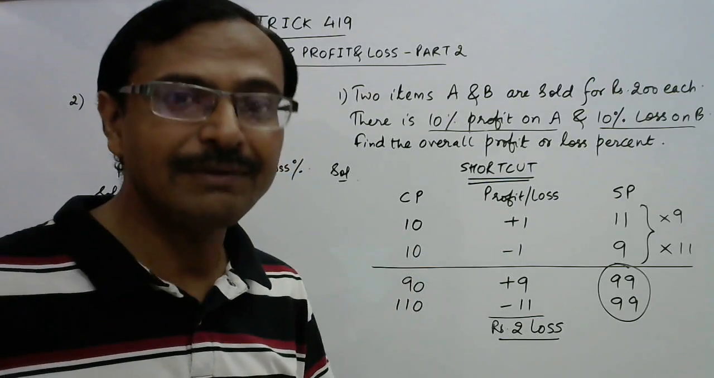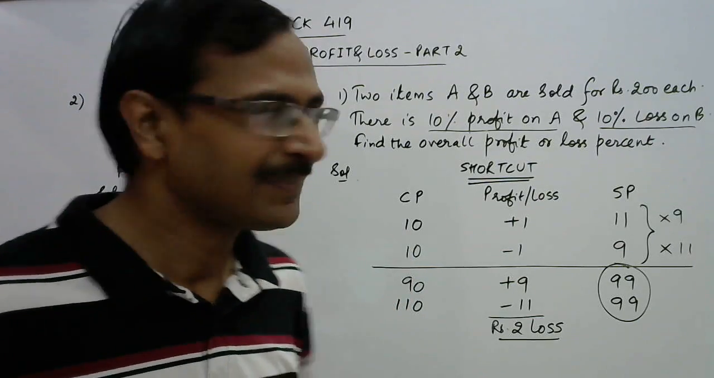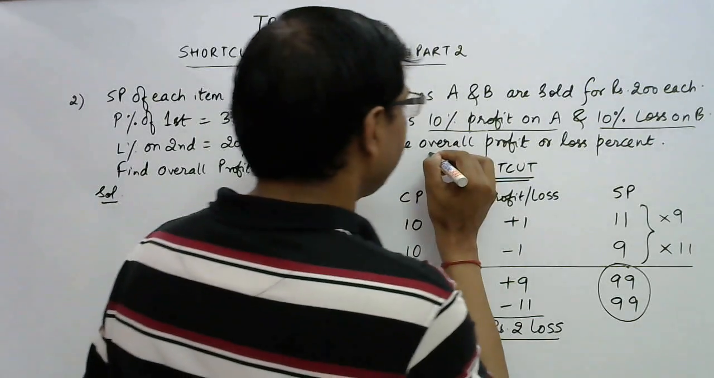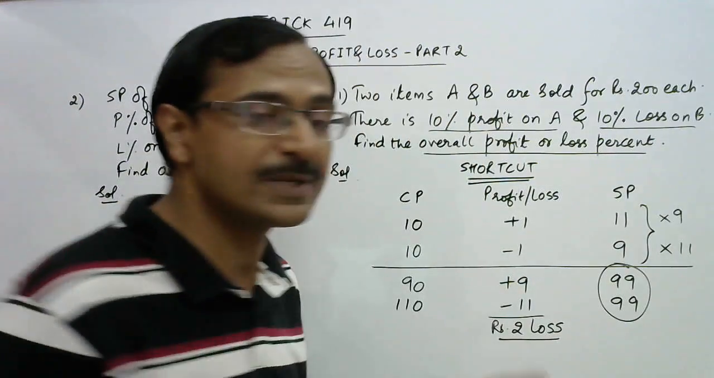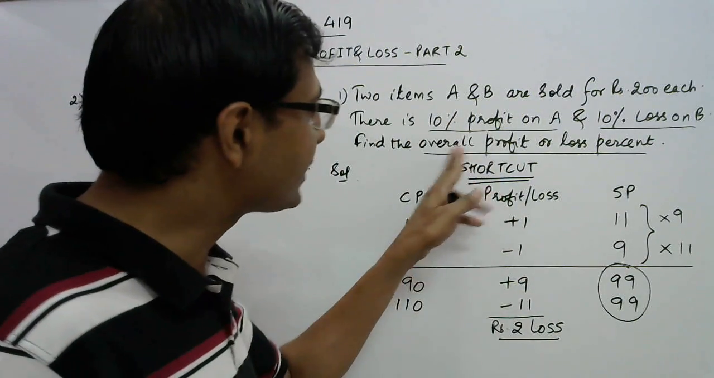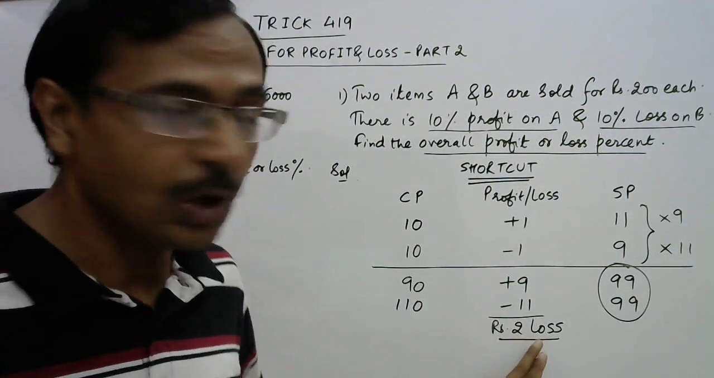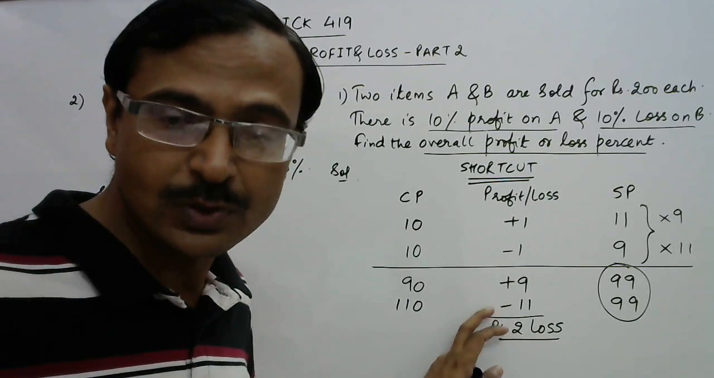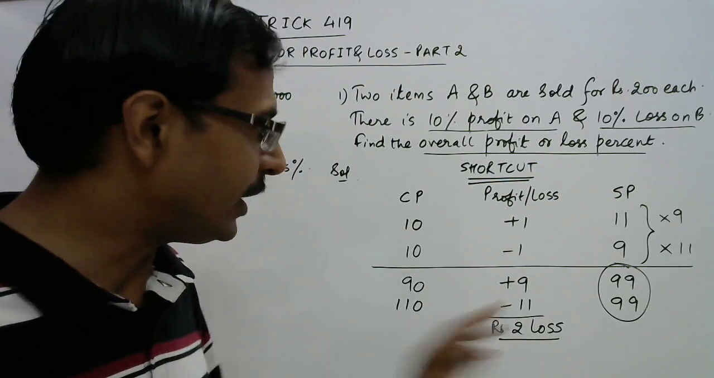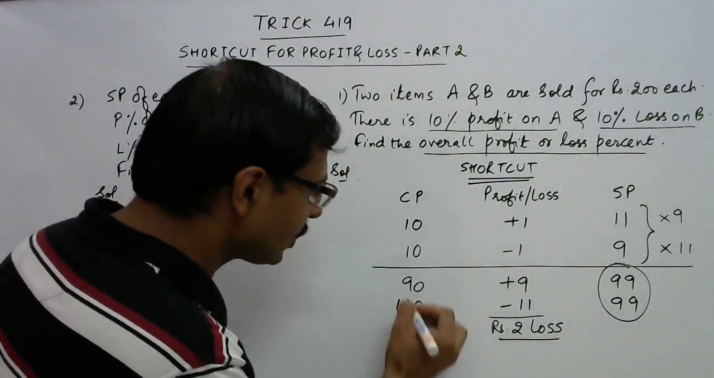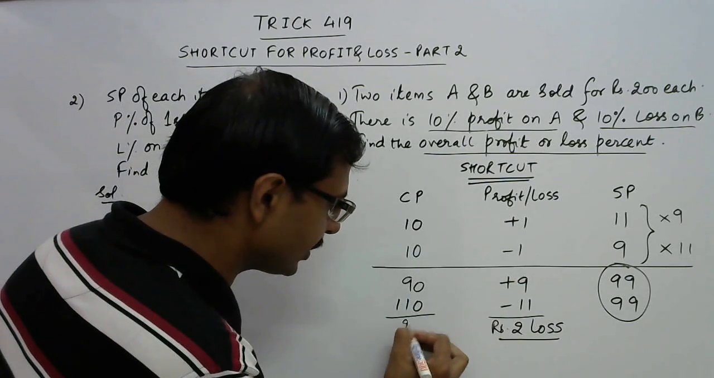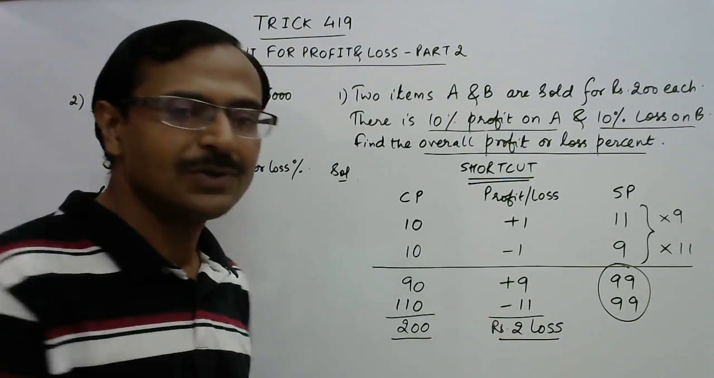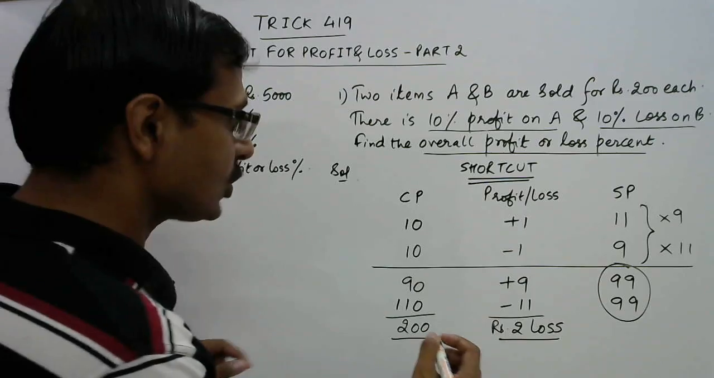So overall we will have a loss. This is what we need to find out, overall profit or loss percent. So now profit percent is gone. Overall there is loss percent because the combination of these two gives you a negative quantity. And what is the total cost price? It is 200. So we can calculate the loss percent now.